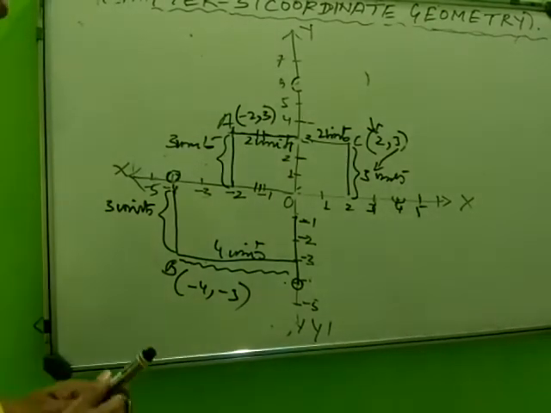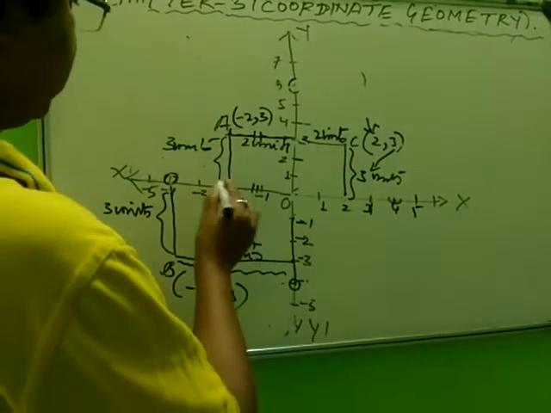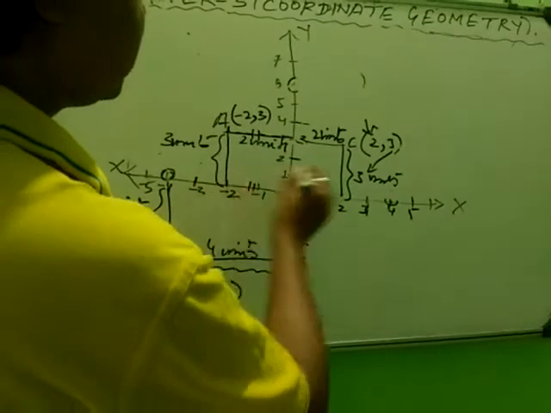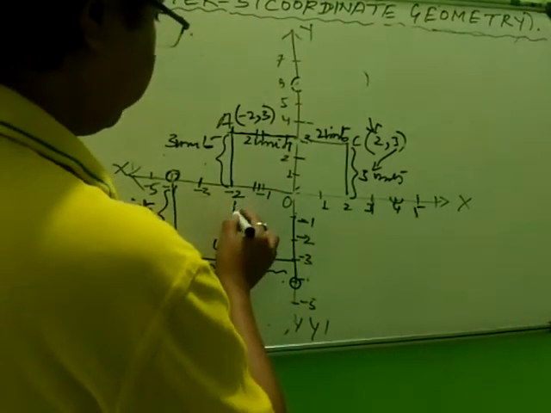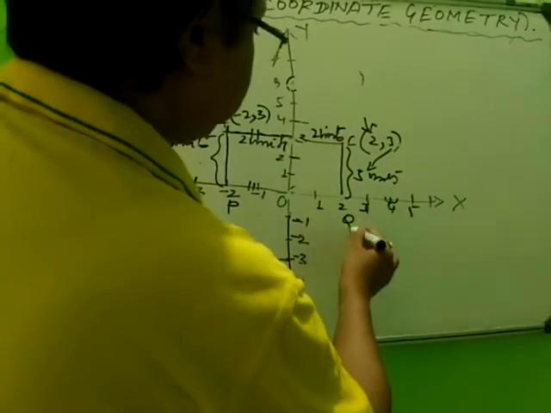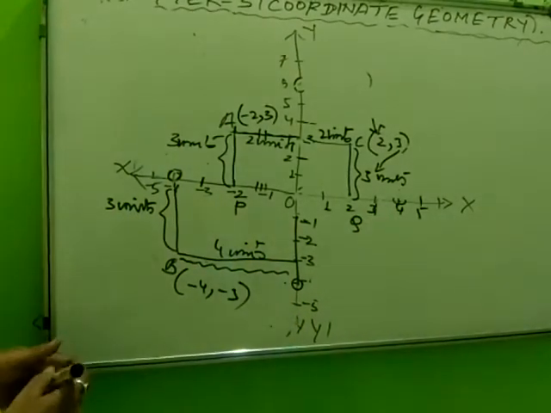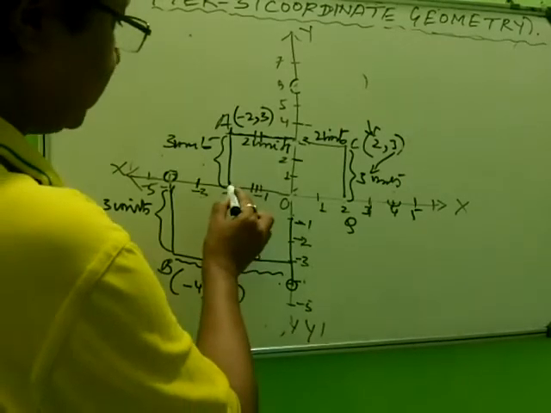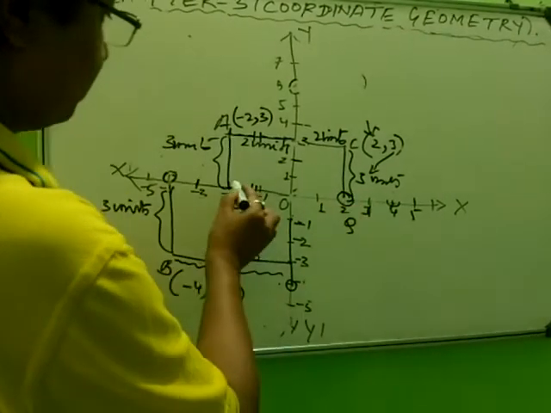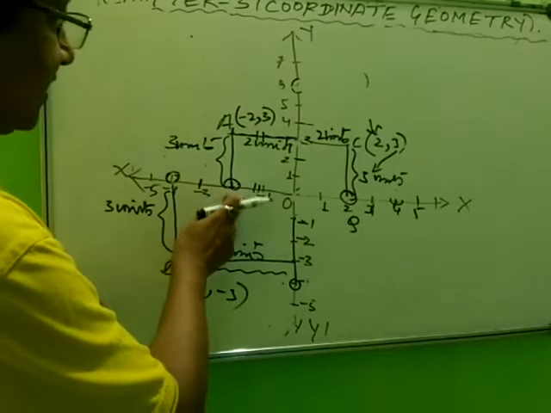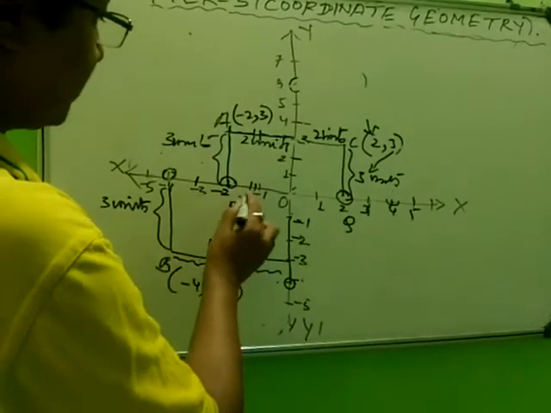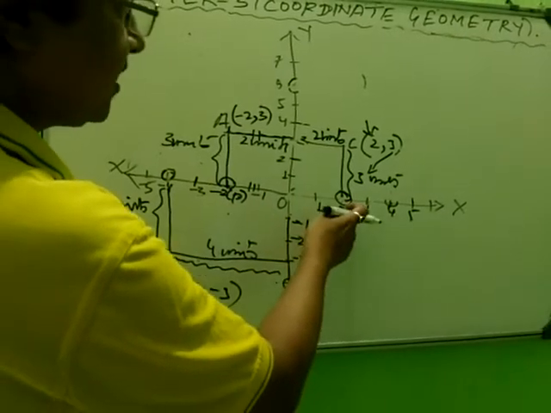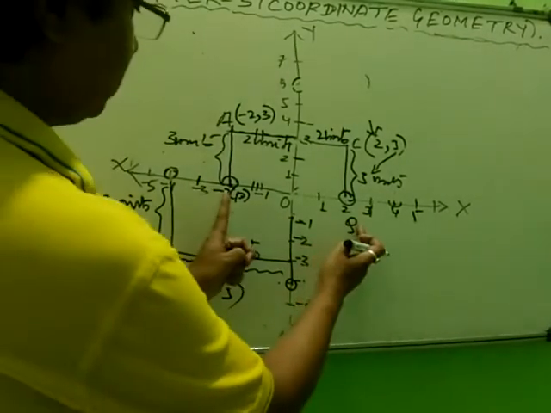Now let us take one more. Say I have given here P, and here I gave Q. Now what is the distance between the points P and Q? This is P, minus 2, and Q is 2. So the distance will be this.